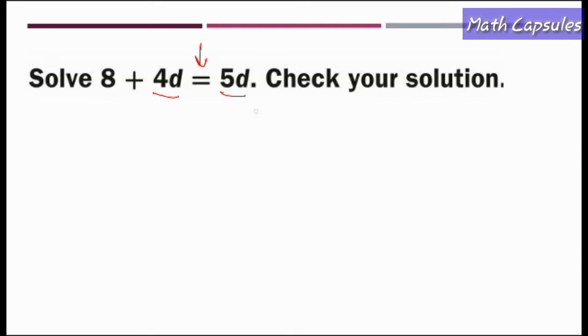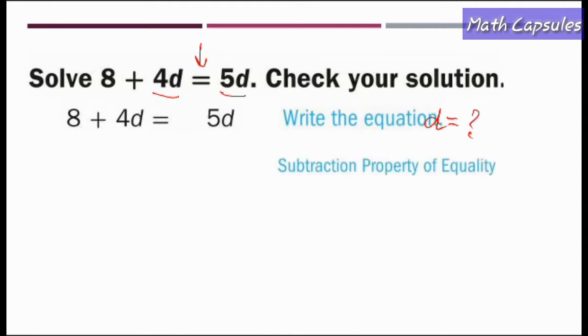So, to solve an equation, we want the value of d. So, we want d equals what? To do this, we first have to get all the variables on one side and all the numbers on the other side. So, first write the equation. After that, we use the subtraction property of equality to get rid of the 4d on this side.